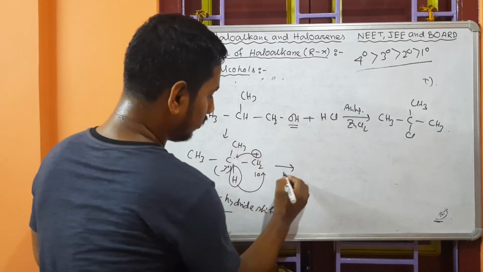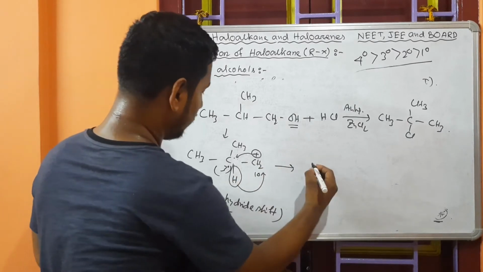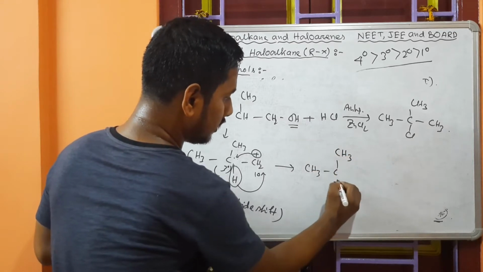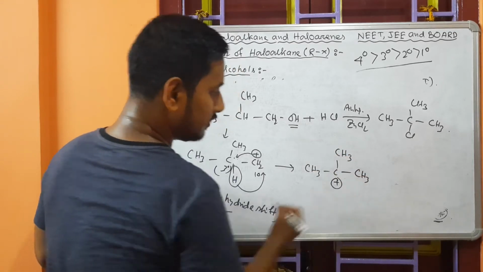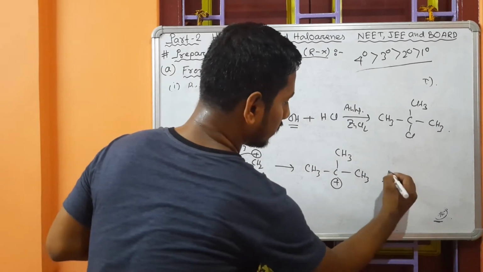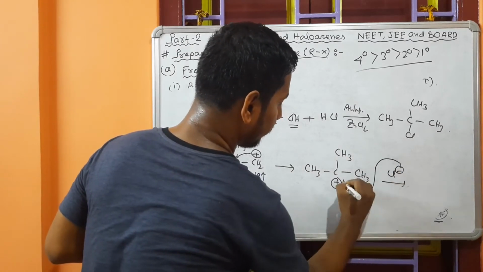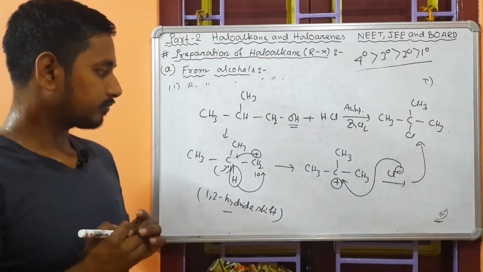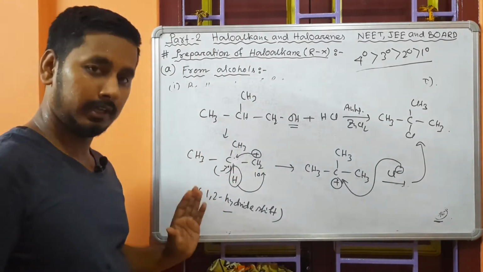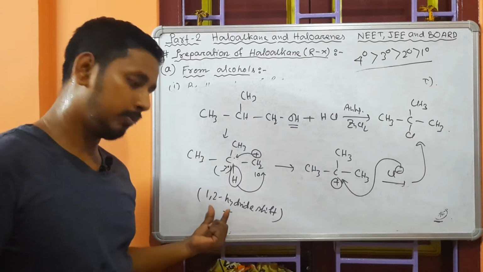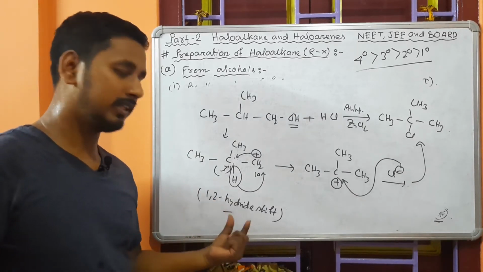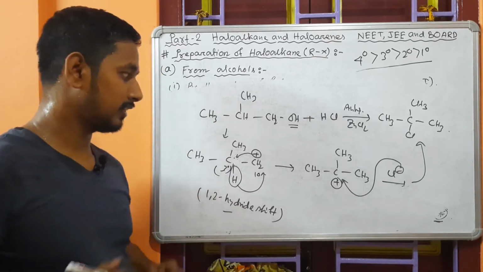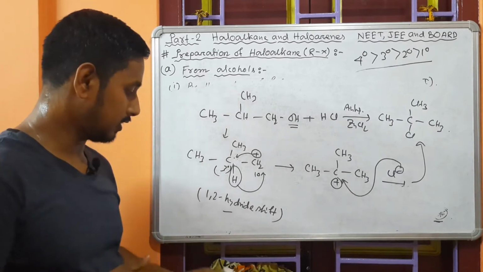So after that, when hydrogen comes here, it will form CH3, CH3 plus, then CH3. Now Cl minus attacks here, and you get this product. So you have to remember these two things, the shifting, that is 1,2 hydride shift and 1,2 methyl shift. These two parts are important. This is also important for your joint entrance examination as well as for your board examination.